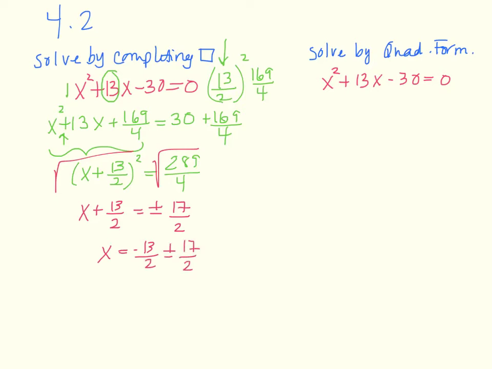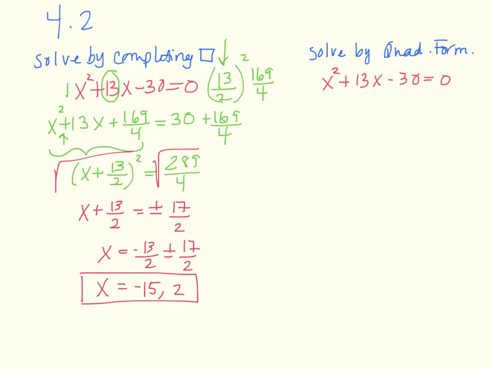Now, this is a nice answer because I don't have any roots or imaginary numbers, but I do need to simplify this. So I need to say negative 13 minus 17 is going to give me negative 30 halves, which is negative 15. And then negative 13 plus 17 is 4. 4 halves gives me 2. So my two solutions are negative 15 and 2.